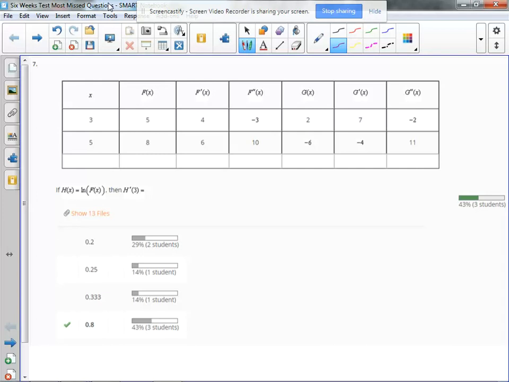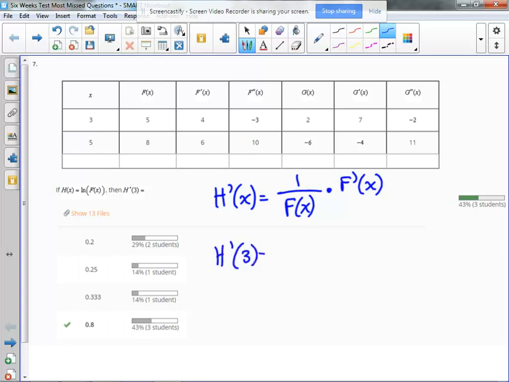So h of x is equal to the natural log of f of x. Find h prime of 3. So we do need to find the derivative. The derivative of the natural log is 1 over what's inside the natural log, but here's the part we forget, times the derivative of what's inside the natural log, so times f prime of x. So h prime of 3 would be 1 over f of 3 times f prime of 3.